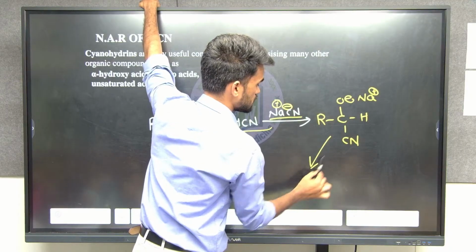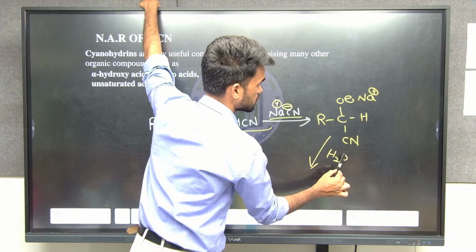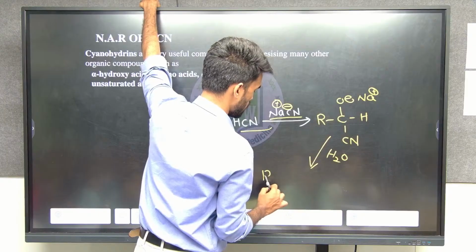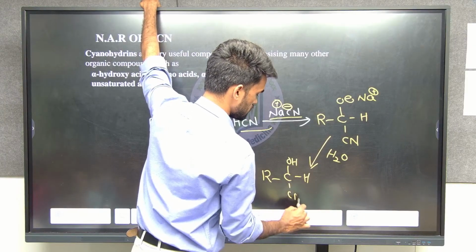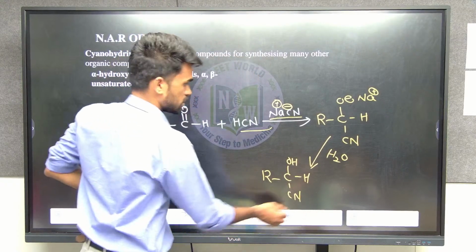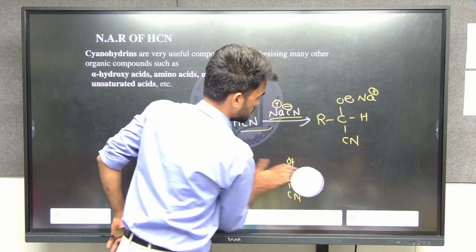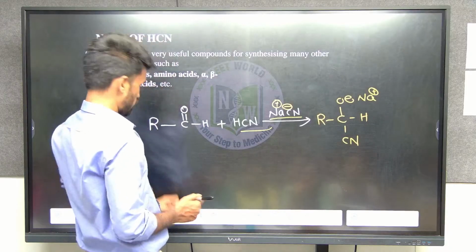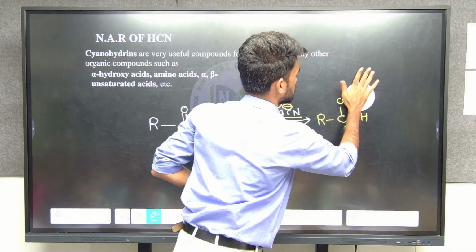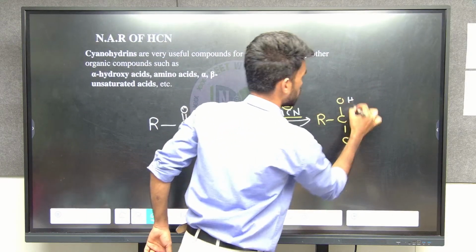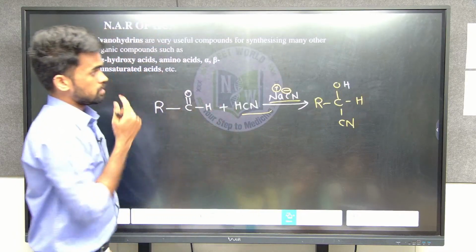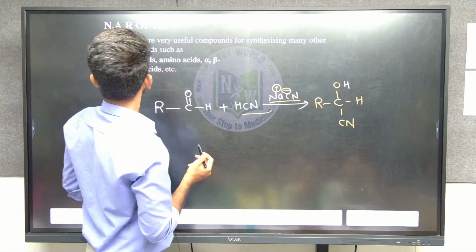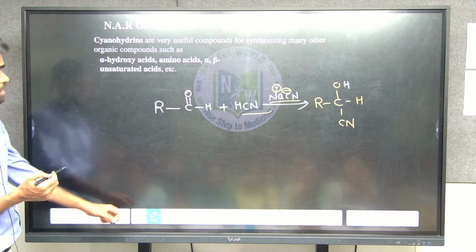Followed by hydrolysis, it means if we add water, what happens? This becomes OH: R, C, OH, H, CN, like this. See, they won't mention this water and all, they just mention it like this. So finally what you need to make is OH here, like this. Next one, so once read the statement of what they are saying.